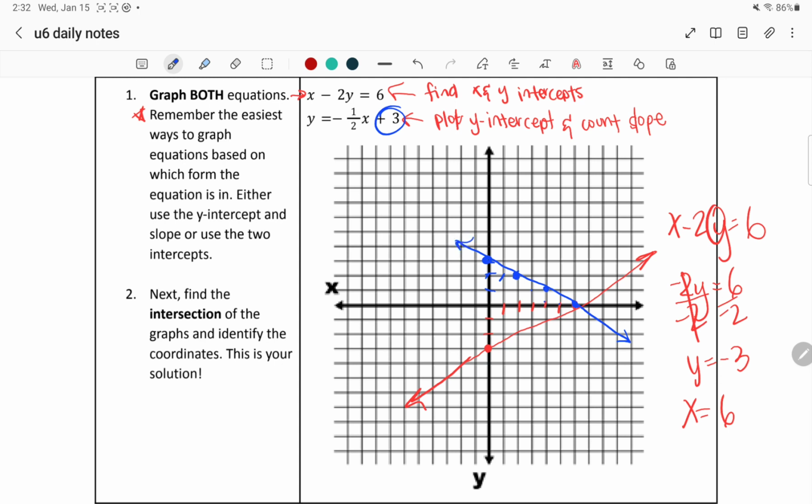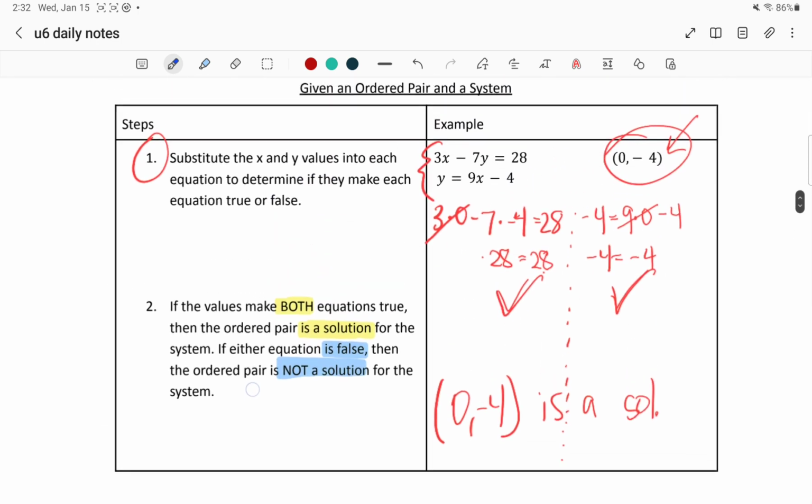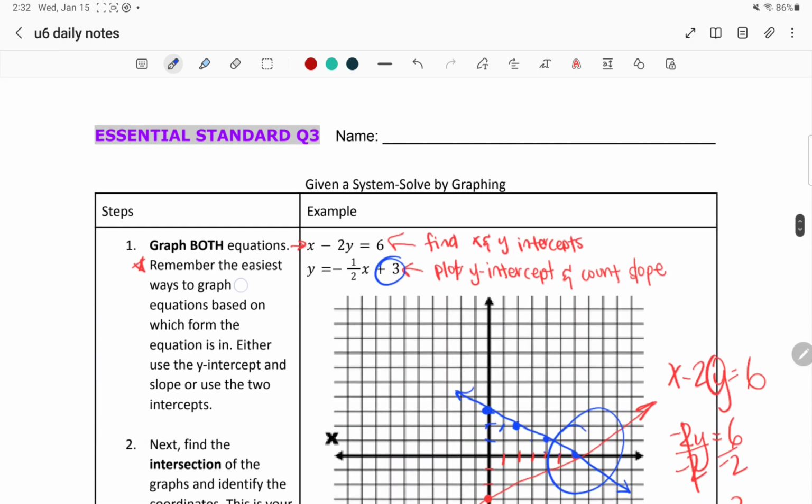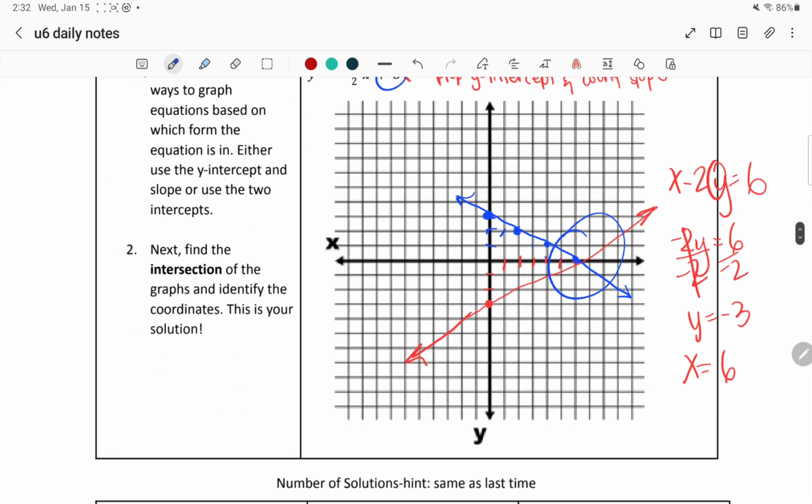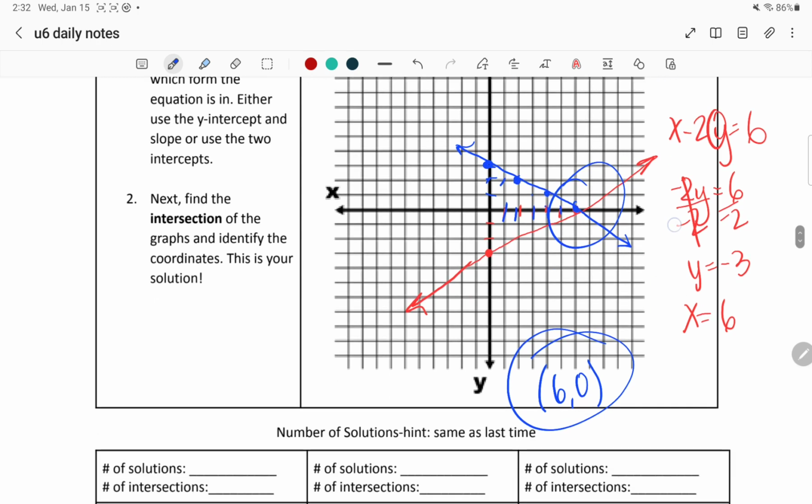Okay. Step 2, last step. Find the intersection of the graphs and identify the coordinate. This is your solution. So where the graphs cross, that is your answer. That's what you'll put into Delta Math. That is the true solution, the same way that 0, -4 was our true solution. We're just looking at it a different way, okay? So my solution that I would put into Delta Math is 6, 0. Okay, because that's 1, 2, 3, 4, 5, 6, right, and 0 up or down.